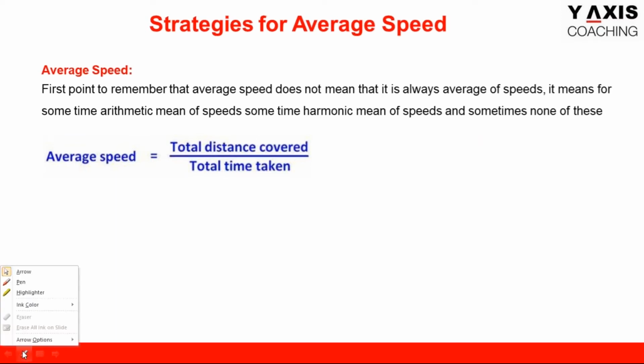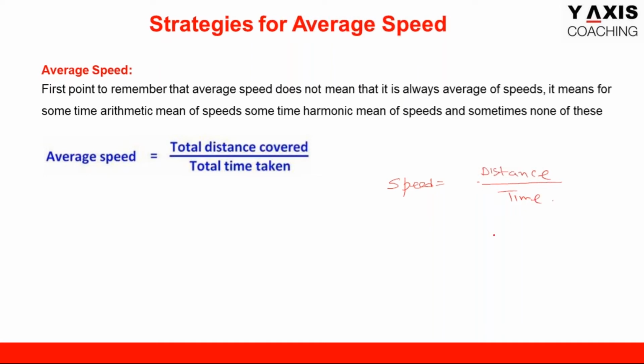So first of all, we can write the formula for the average speed: total distance traveled divided by total time taken. And the general formula for speed we can write here: speed is equal to distance divided by time. So average speed is total distance covered divided by total time taken.